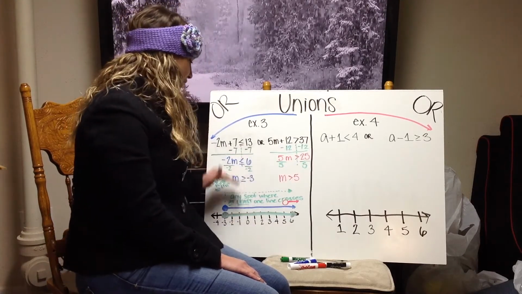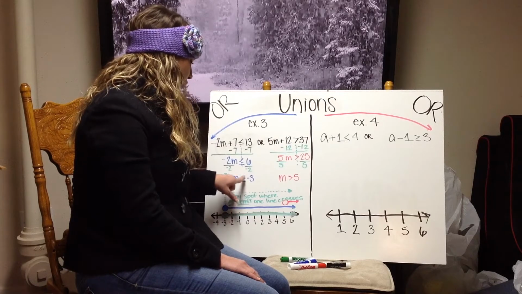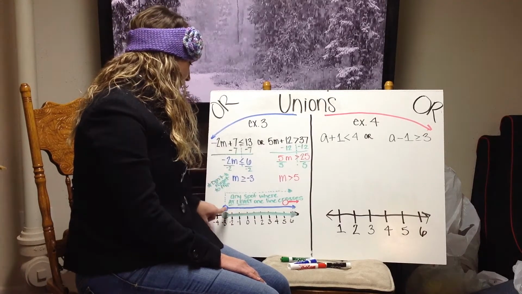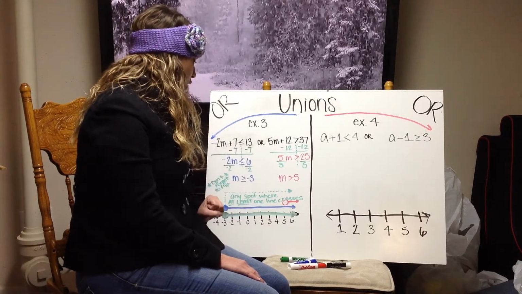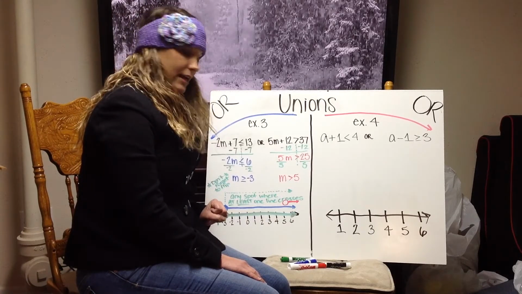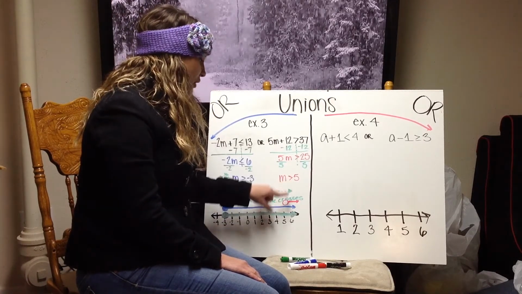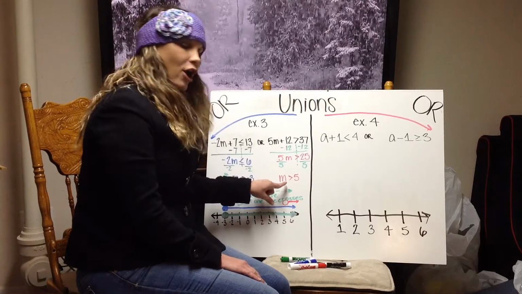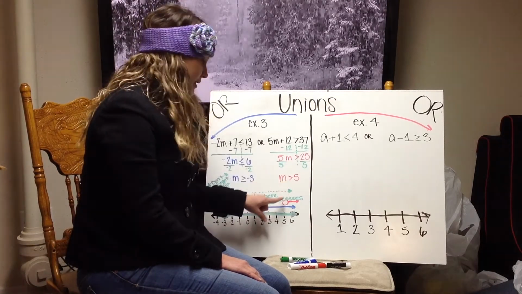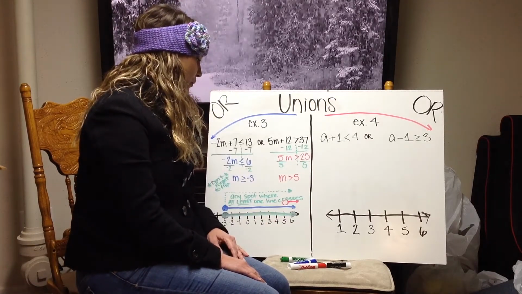So when I'm graphing this, I graph a closed circle on the negative 3, and it's pointing to the right. All of the numbers greater than negative 3. Over here, I'm going to have an open circle, and it's, again, all of the numbers greater than 5 this time. So it's going to also be pointing to the right.